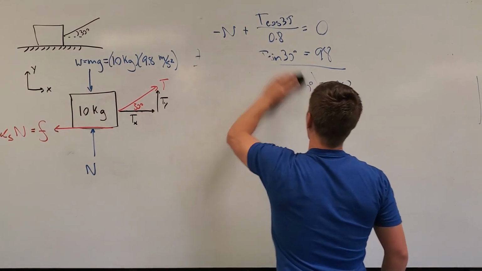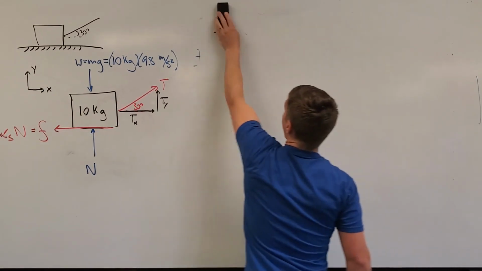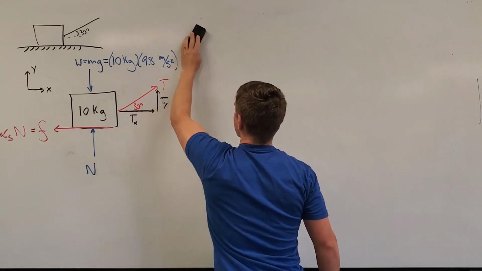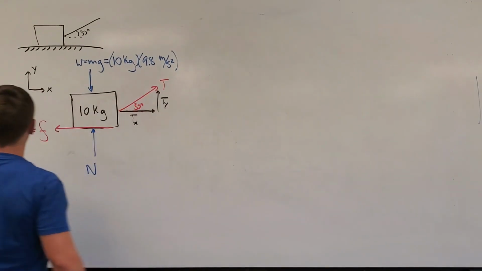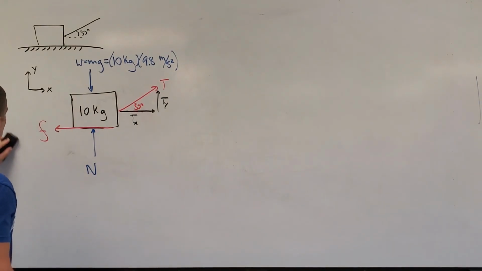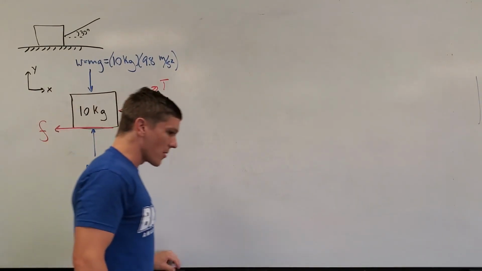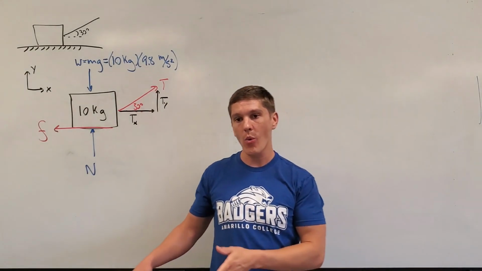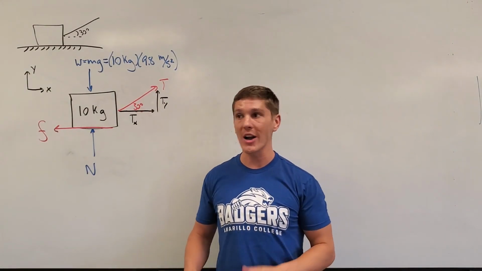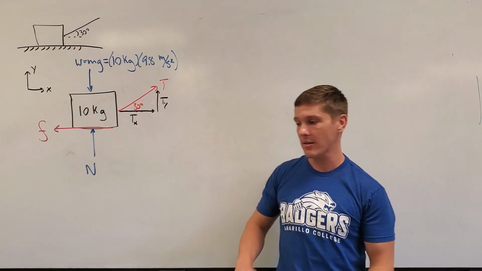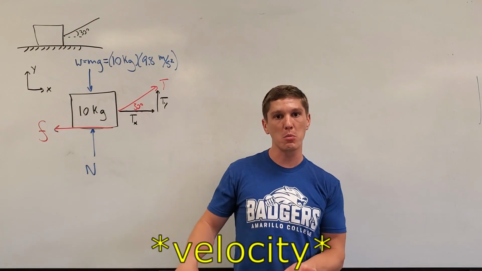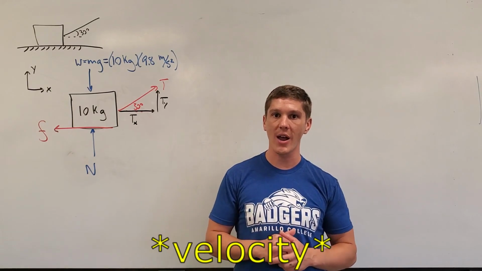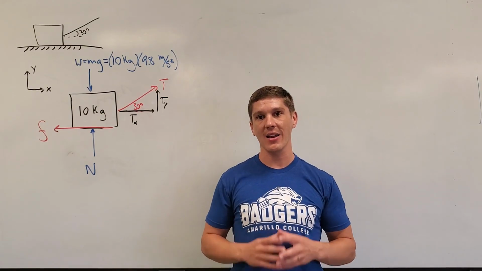Okay, so the second part of the problem is almost the exact same, but it asks us now that once we get the block moving, how much force is required to keep the block moving. So in this case, the block is now sliding, but we want to just keep it sliding. We're not trying to accelerate it to the right. We're trying to move it with a constant velocity to the right. And if it's moving with constant velocity to the right, then it is still in equilibrium.